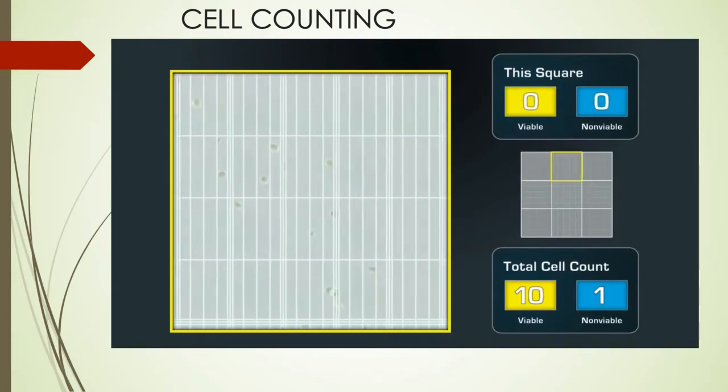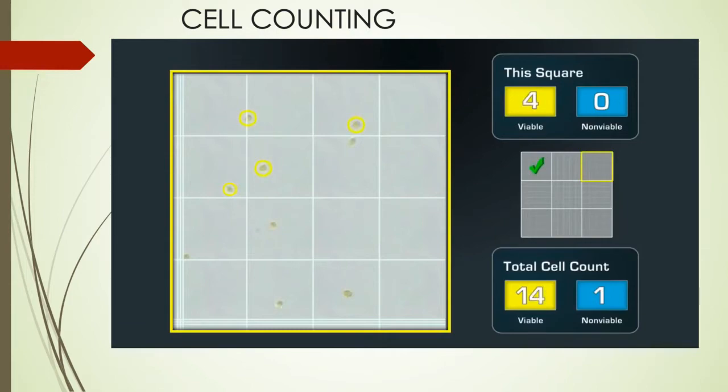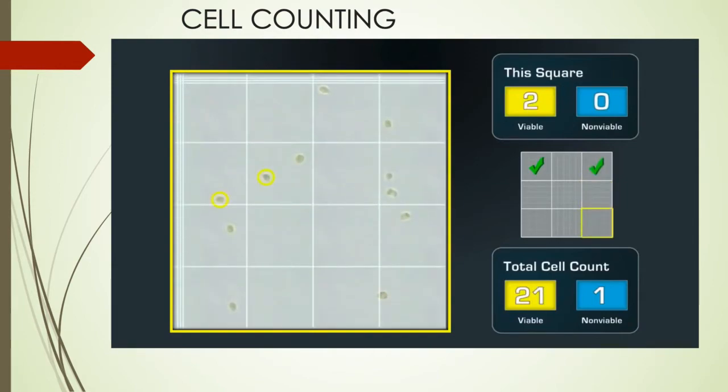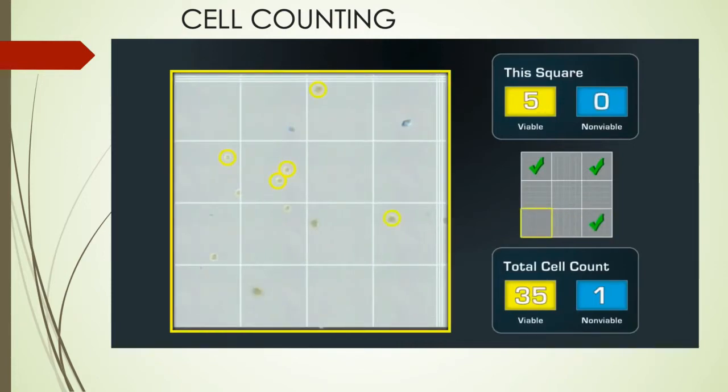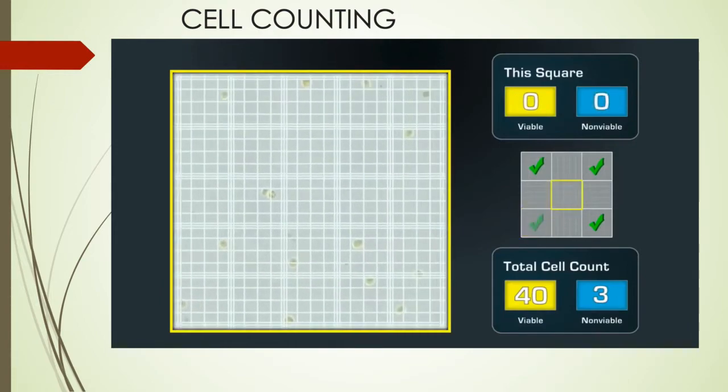Now, the top right square. There are 9 viable cells and no non-viable cells. Next, let's count the bottom right square. There are 11 viable cells and no non-viable cells. And now the bottom left square. There are 10 viable cells and 2 non-viable cells. And finally, let's count the cells in the center square.